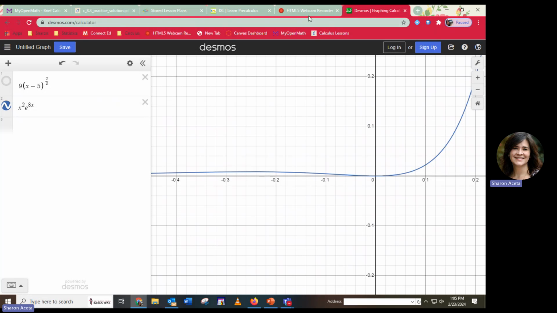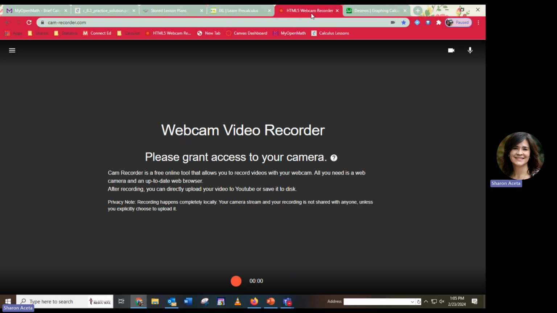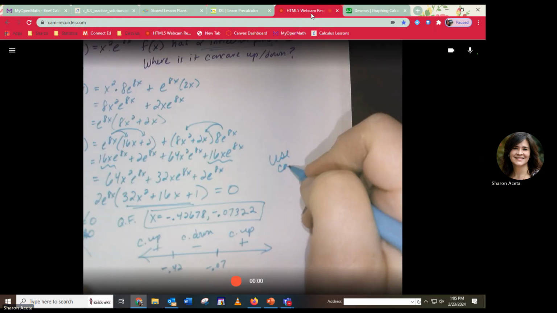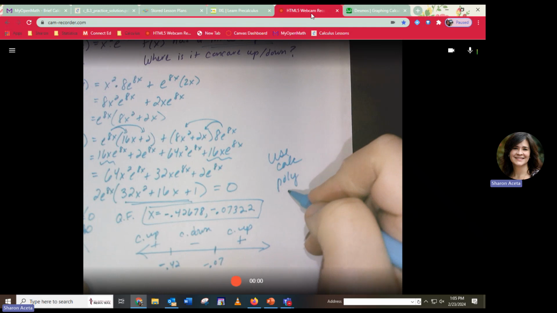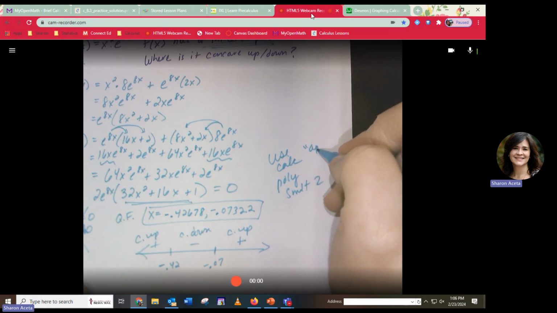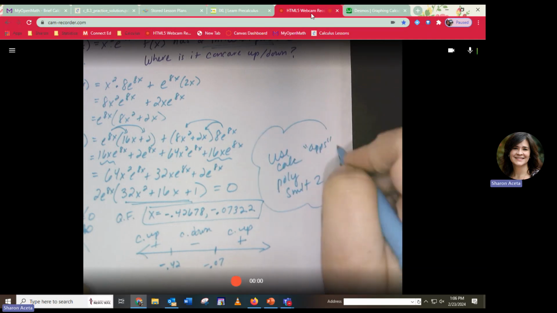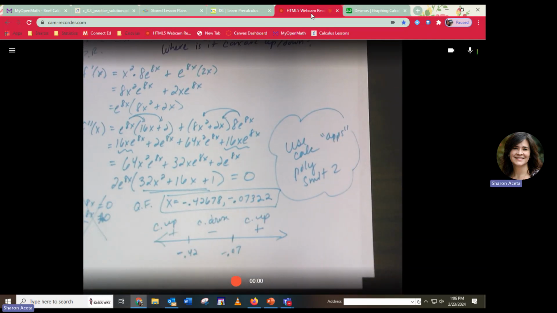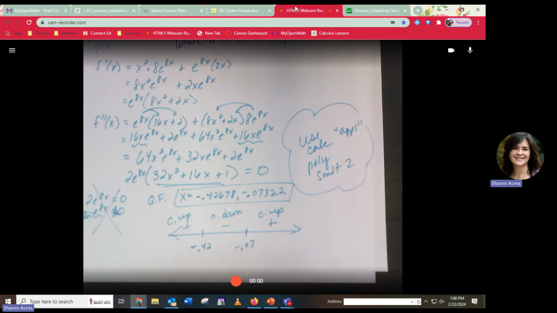But Poly Simulator, guys, use your calculator, use that Poly Simulator, and it's underneath the word apps. And that'll help you. And again, you can plug that in and then write your intervals of concavity. Hope that helps. See ya.